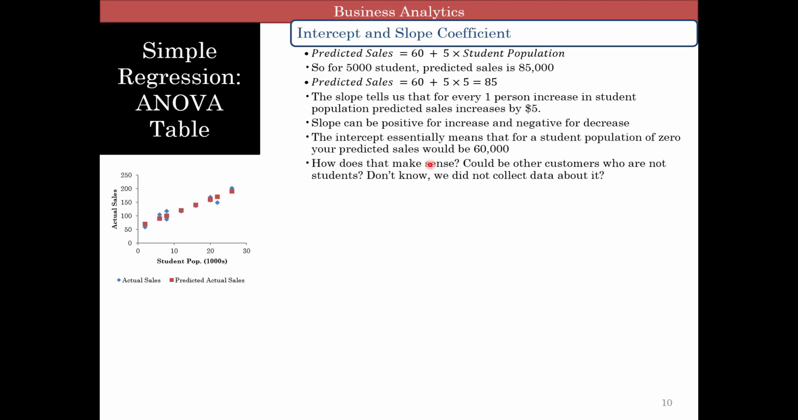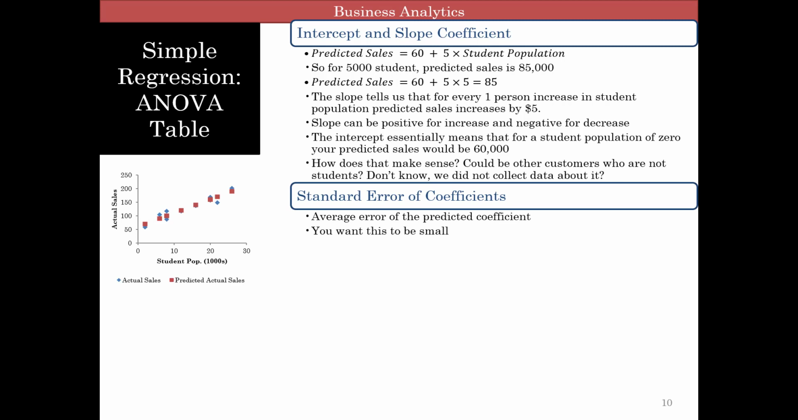Now, how does that make sense? What do you mean if there are no students, my sales would be 60,000? Who's going to buy these pizzas? Maybe there are other customers who are not students. We don't know about that, right? There could be some other demand apart from student population.